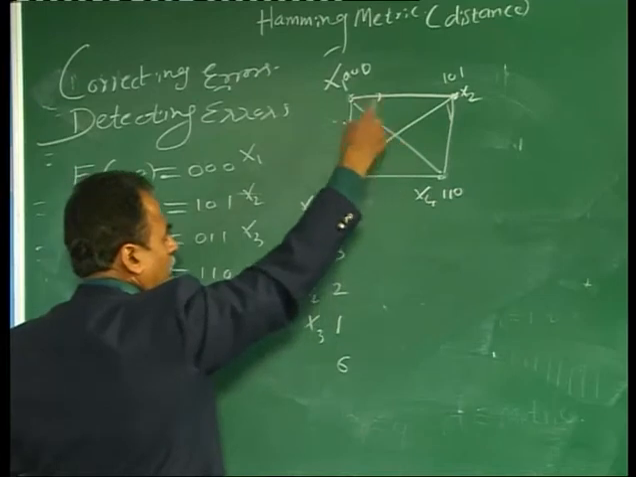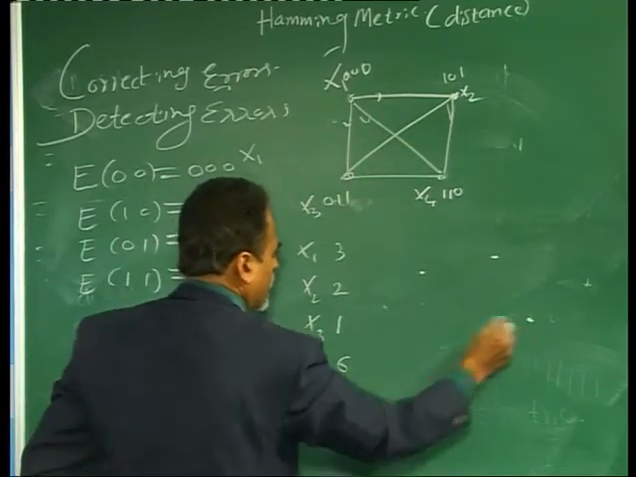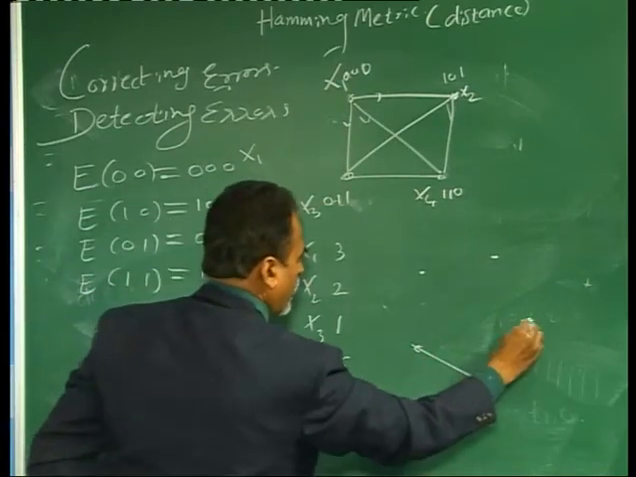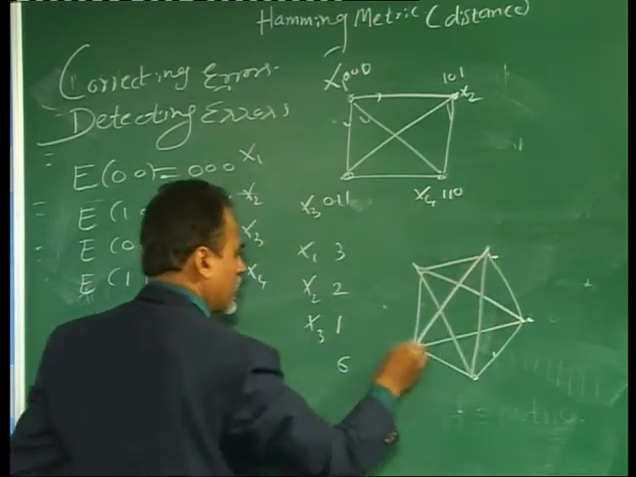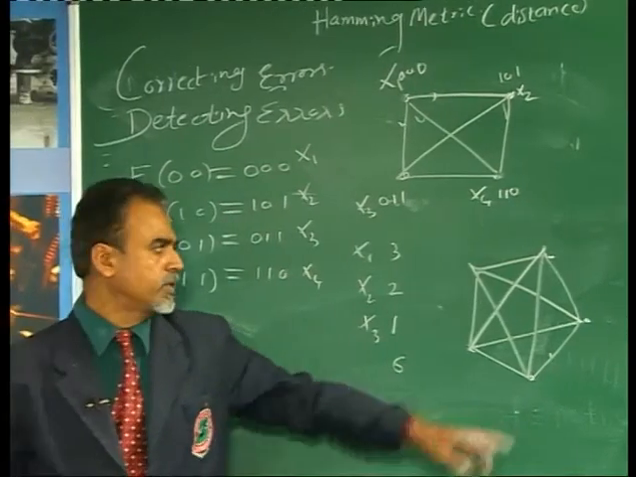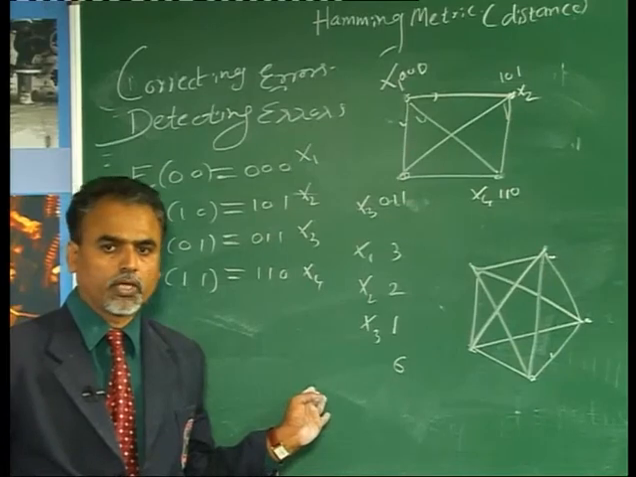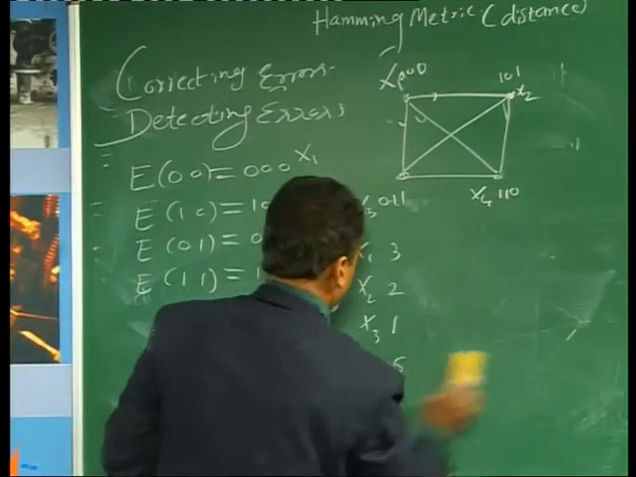Or how many lines are there here? 6. Suppose there are 5 numbers, then how many distances are possible? You join all these lines and all the possibilities, which becomes 5 C 2. Can you see this? This contains exactly 10 lines. So 10 distances are possible if 5 code words are there. Let us come to this distance now.